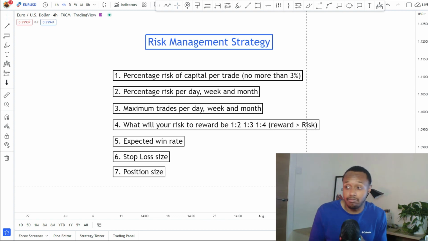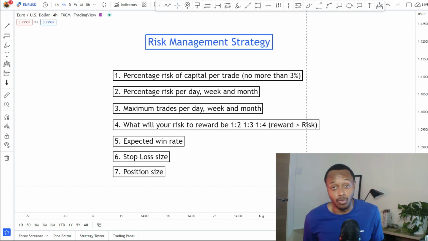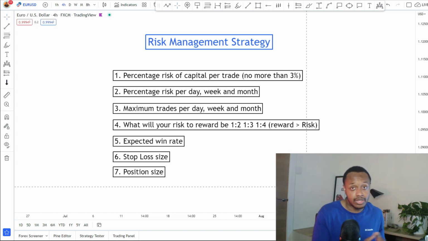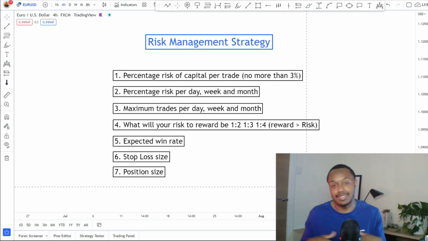Because any win rate you can be profitable with. It just depends on your risk to reward. If you have high risk to reward, you can afford to have a very low win rate. If you have a very low risk to reward, you need to have a high win rate. So it goes hand in hand.